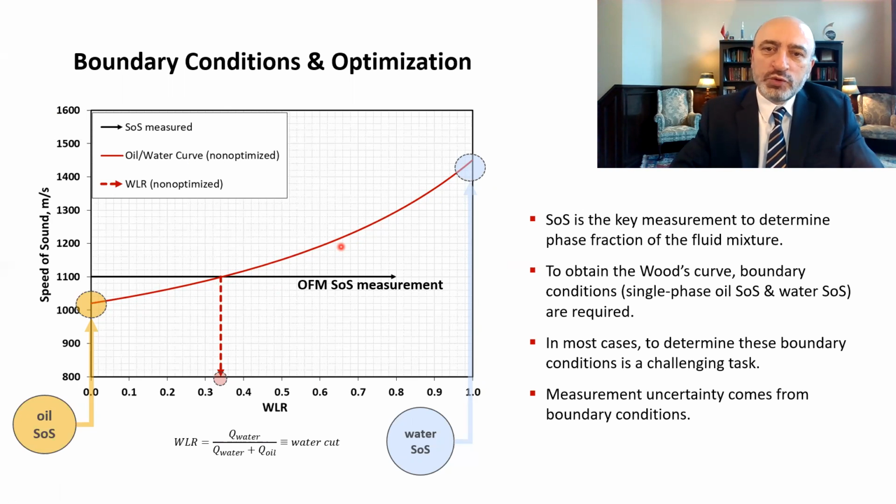Now, this plot also demonstrates the importance of the speed of sound measurement, because if the speed of sound of a mixture is measured by the optical flow meter, as shown here by this horizontal black line, then the intersection of this horizontal line with the Woods curve gives a direct indication of the phase fraction, in this case, the water cut.